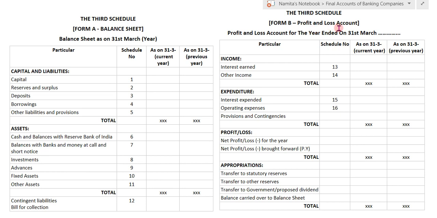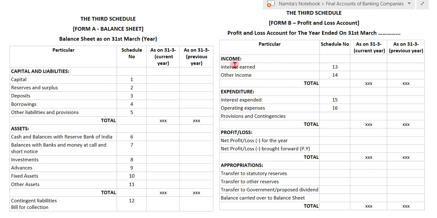Now next, the banking company has to prepare the profit and loss account. So the profit and loss account is given in Form B. Profit and loss account for the year ended on 31st March of a particular year. Now this profit and loss account is classified or divided into 4 parts. First is income, second is expenditure, third is profit and loss, and last is appropriation. Appropriation means allocation of the profit of the bank.